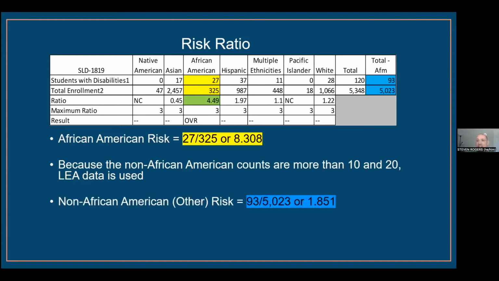And because those numbers in blue are greater than 10 and 20, which is the federal minimum requirements, we can go ahead and continue using the LEA data. So the other risk for the comparison group is 93 divided by 5,023, or 1.85. We use a risk ratio, which means we compare those two calculated numbers. 8.3 divided by 1.8 gives us 4.487, which exceeds the maximum ratio of 3.0. So the LEA is disproportionate for African-American students with SLD.